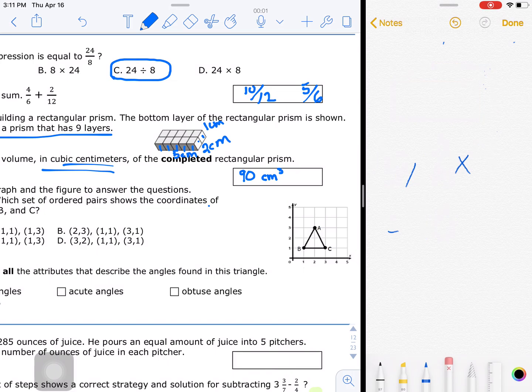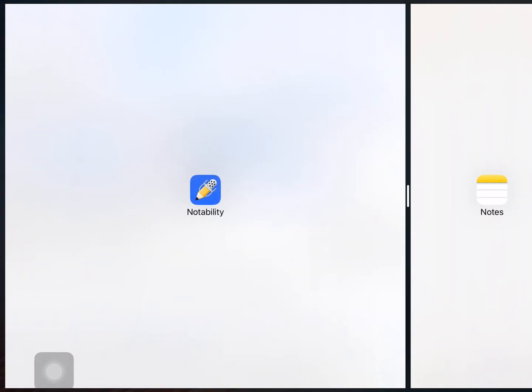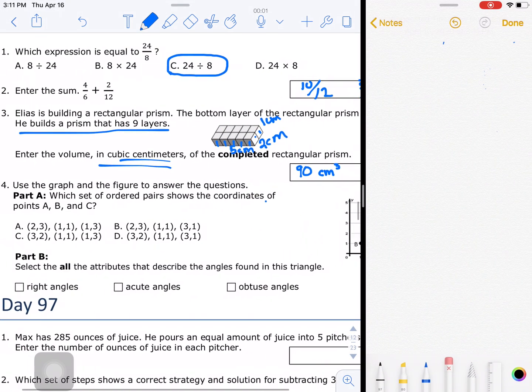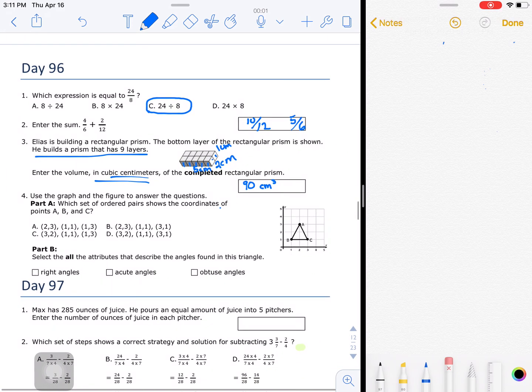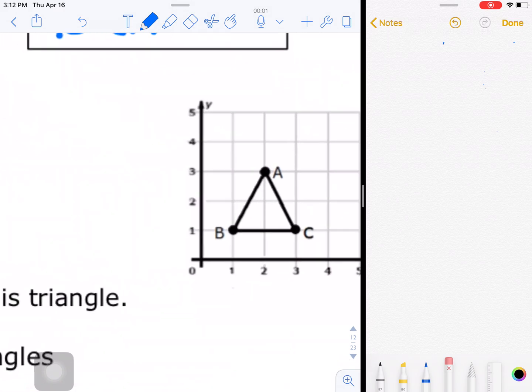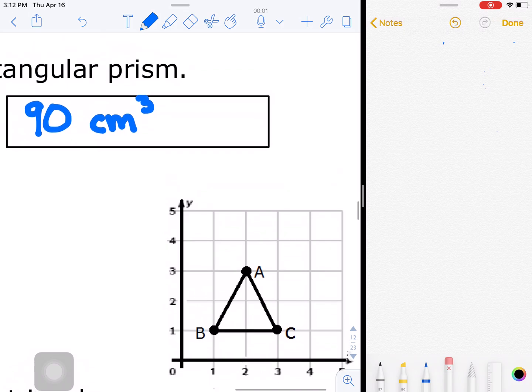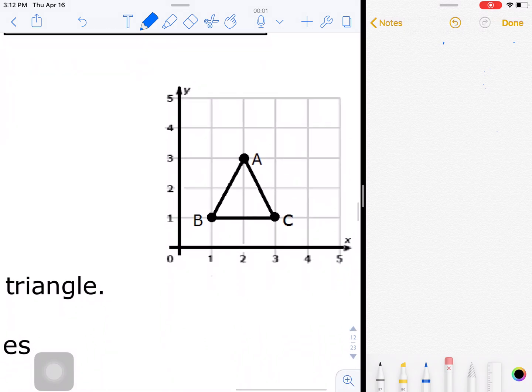Now, the next problem is also a type of problem where we haven't had a lot of, or probably have had very little exposure to graphing. But a couple things to remember. In this problem, it says use the graph and the figure to answer the questions. So when we are finding coordinates on a coordinate grid, we always will start at the origin, which is 0, and you always go over and then up.